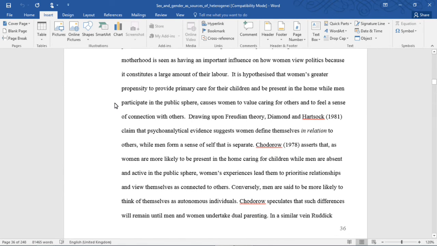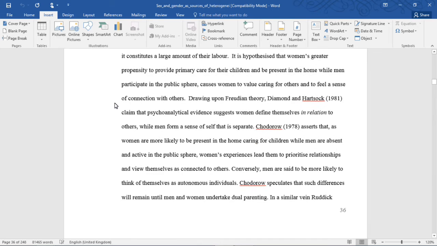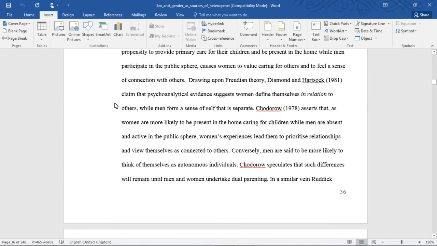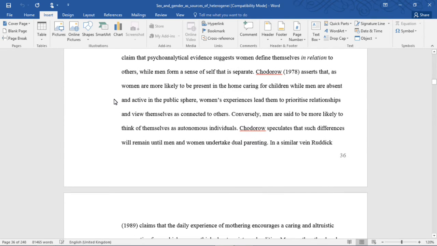It is hypothesized that women's greater propensity to provide primary care for their children and be present in the home while men participate in the public sphere causes women to value caring for others and to feel a sense of connection with others. Drawing upon Freudian theory, Diamond Hartsock claimed that psychoanalytic evidence suggests women define themselves in relation to others, while men form a sense of self that is separate.